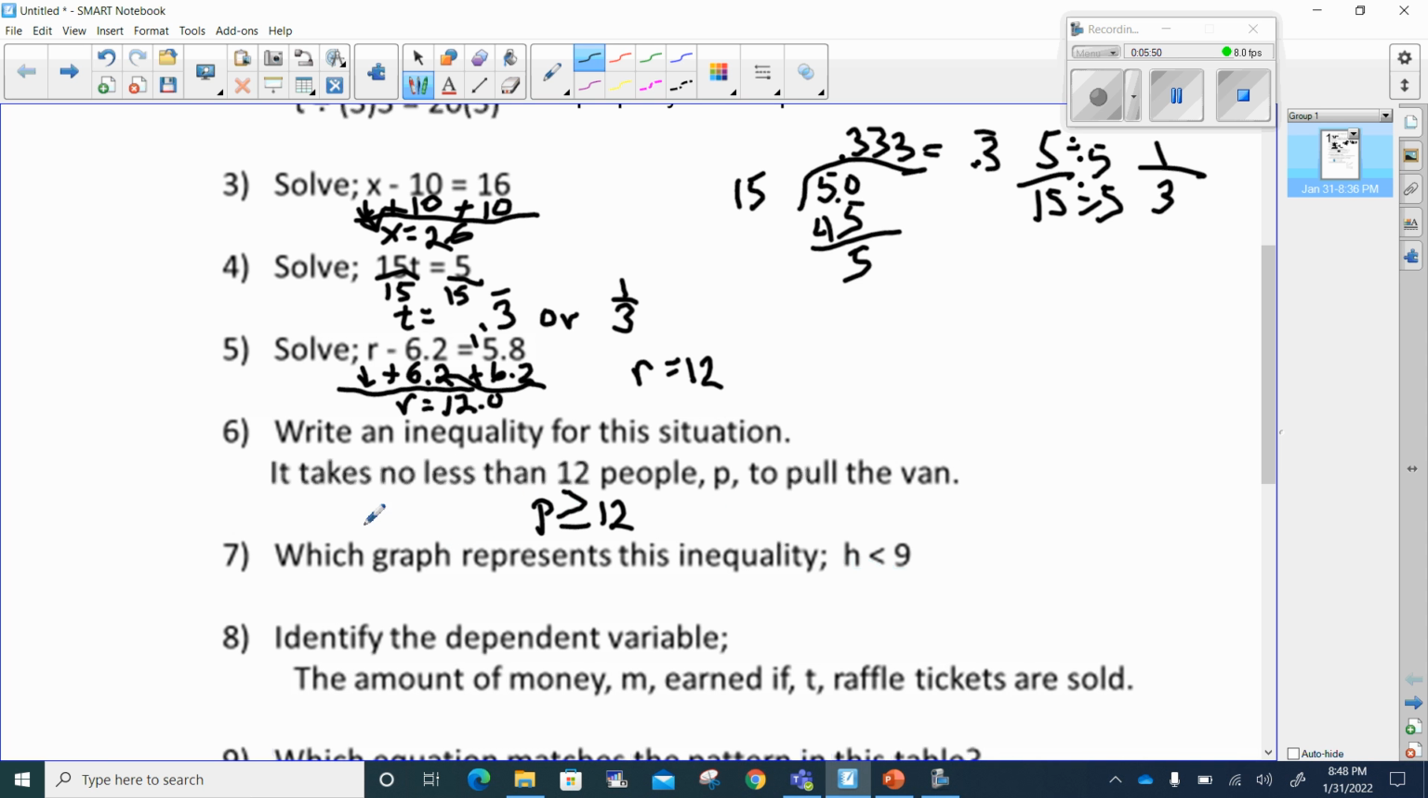All right. Next, it says, which graph represents this inequality? H is less than 9. If I was to make a graph, I'm going to put my graph like this. I remember that the only thing I need on my graph is 9. I remember that if it doesn't have a line under it, I can't shade in my dots, so I have to have a circle that's open. And if H is less than 9, that means I'm going to point to all of the numbers on my number line that are less than 9.